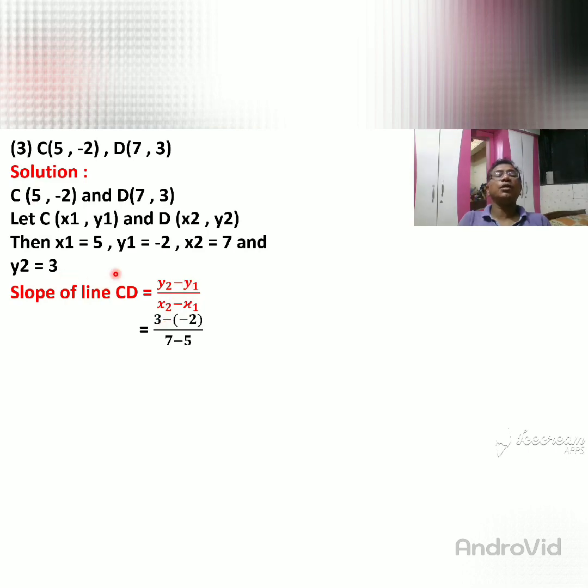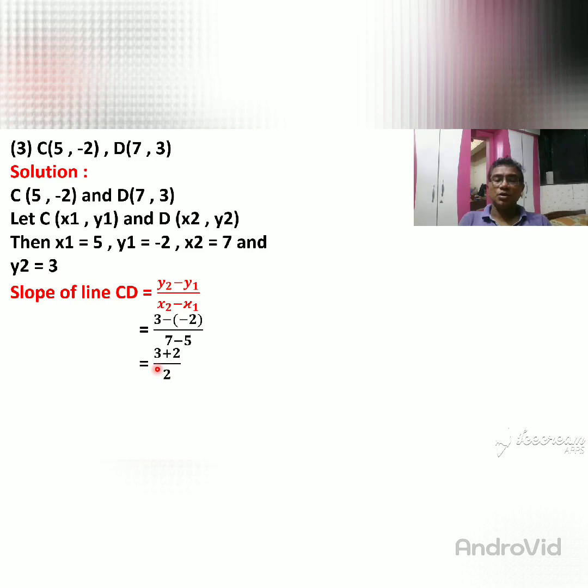y1 is equal to what? Minus 2. So I write y1 as minus 2. Then x2, what is x2? 7. So I write 7. Then x1 is equal to what? 5. So out of bracket negative sign, minus 2 becomes plus 2. So 3 plus 2, 5. 7 minus 5, 2. So 5 upon 2.